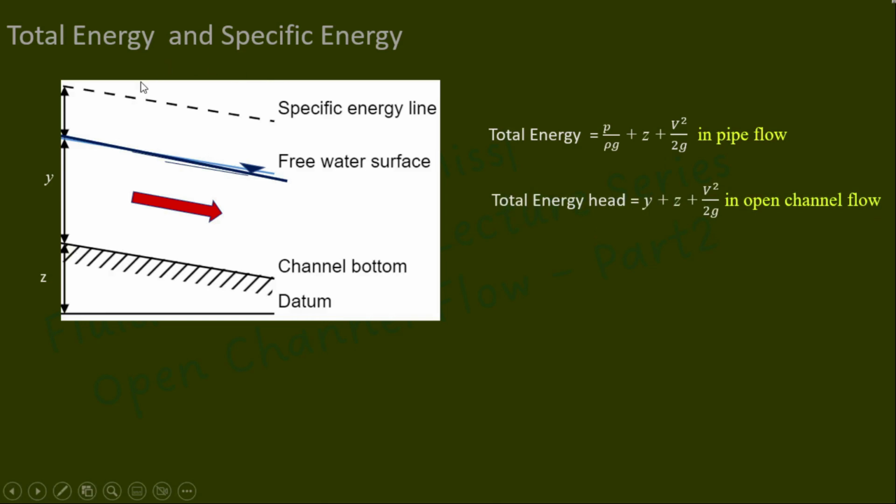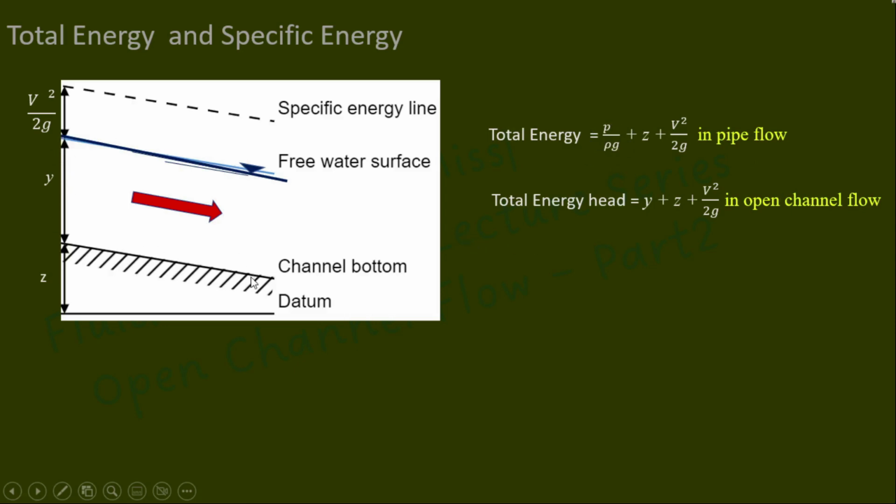So the figure shows the section of an open channel. So z is the position head and y indicates the flow depth, and v square by 2g is the velocity head. So if you are comparing the total energy equation for pipe flow and open channel flow, we can see that the pressure head in pipe flow is analogous to the flow depth in an open channel.